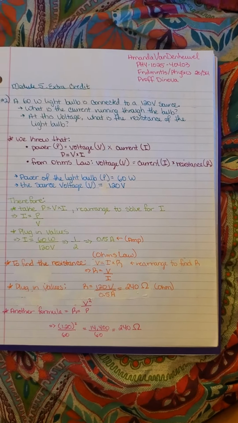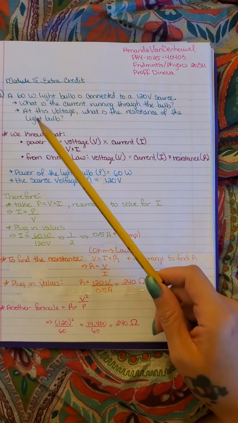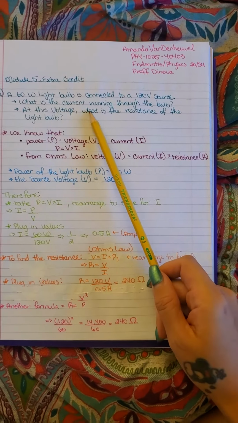Today I'm doing question number 2, which is a 60-watt light bulb is connected to a 120 volt source. What is the current running through the bulb, and at this voltage, what is the resistance of the light bulb? First, we need to find what we know.